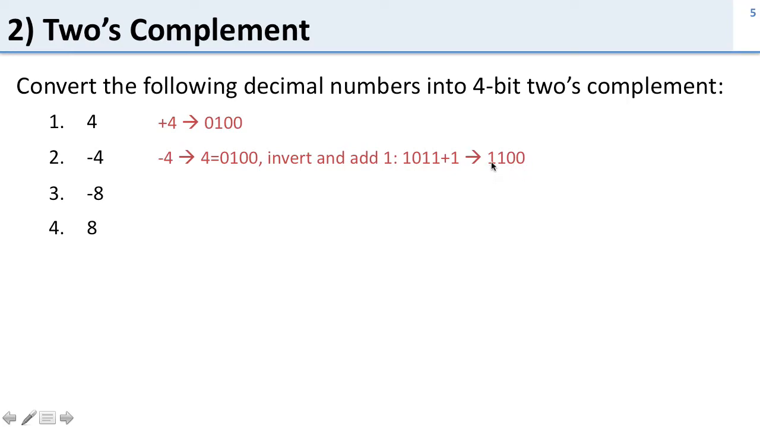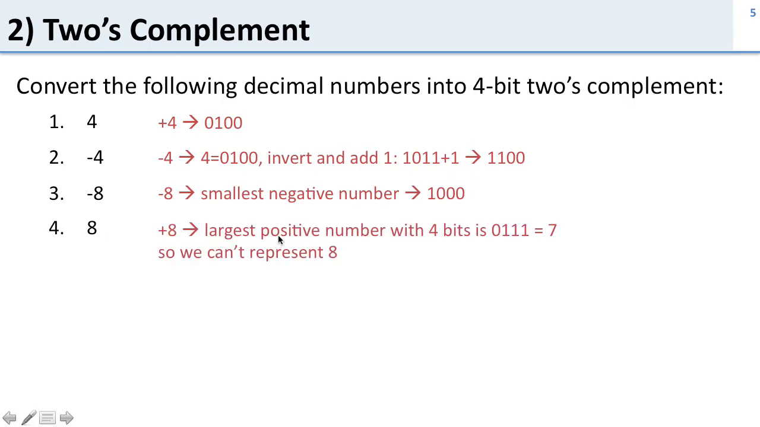And let's figure this out. So this bit right here is minus 8. So this is minus 8 plus 4. And minus 8 plus 4 is negative 4. Now let's figure out negative 8. So negative 8 is the smallest negative number we can have with 4-bit numbers. So this is just 1, 0, 0, 0. This is negative 8 plus nothing. So negative 8.